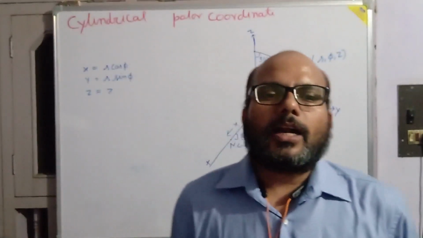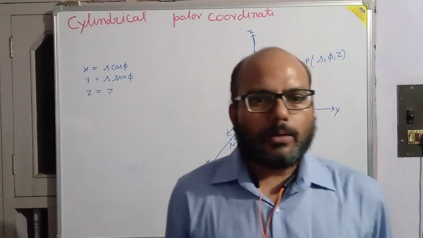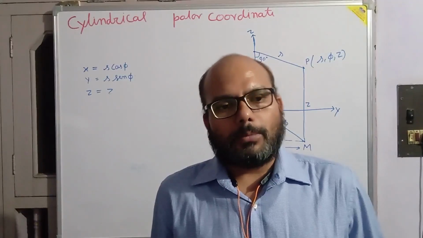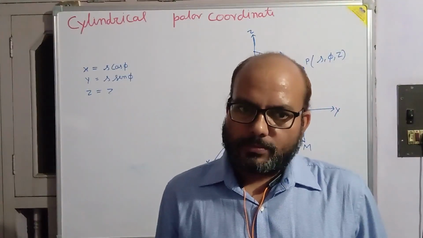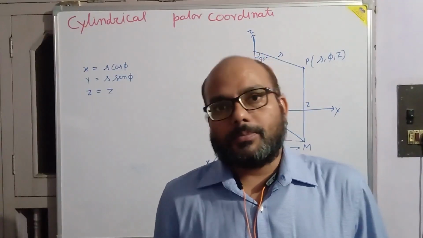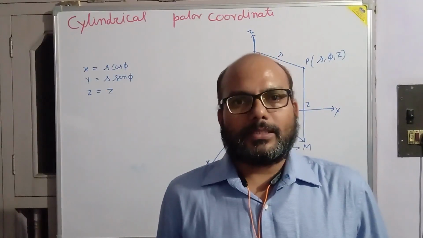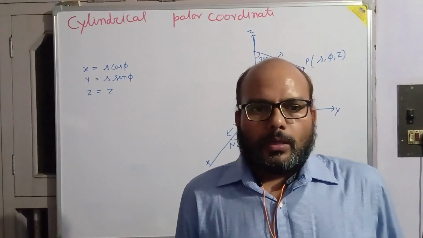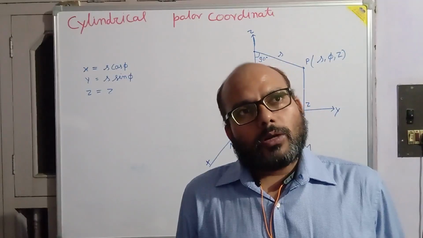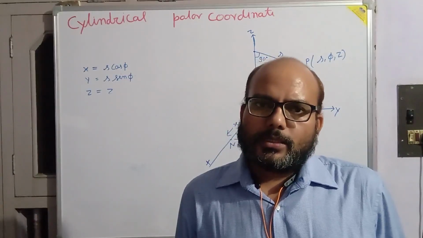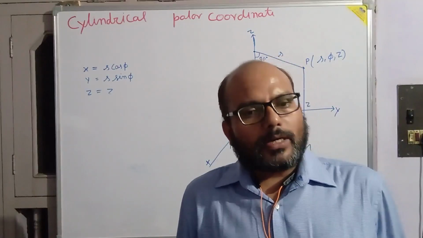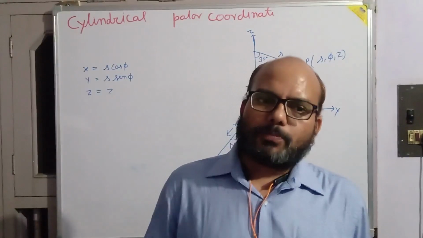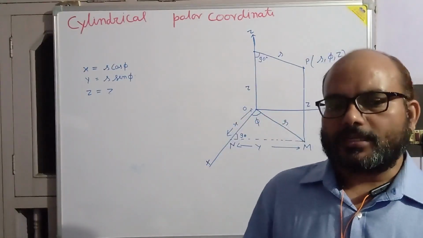So today I will start the lecture on the topic of the cylindrical polar coordinate system. In the previous lecture, we already discussed the rectangular coordinate system and some specific elements, that is the line element, surface element and volume element. So that is cylindrical polar coordinates, or simply cylindrical coordinates. The cylindrical coordinate system is very convenient whenever we are dealing with problems having cylindrical symmetry.